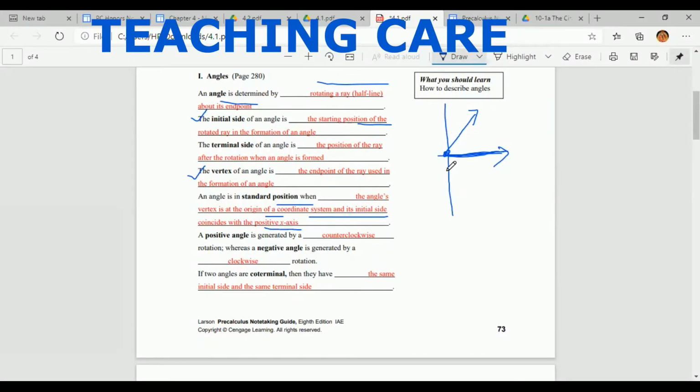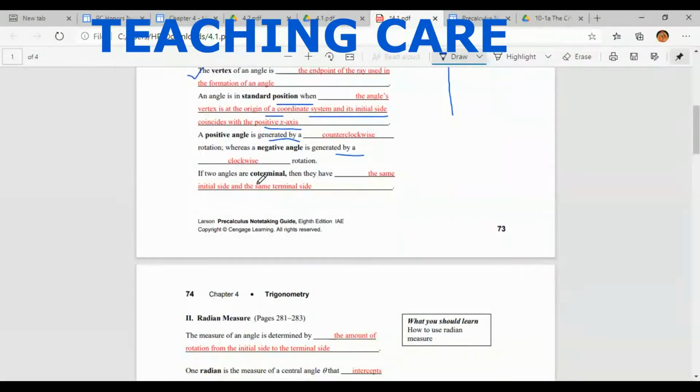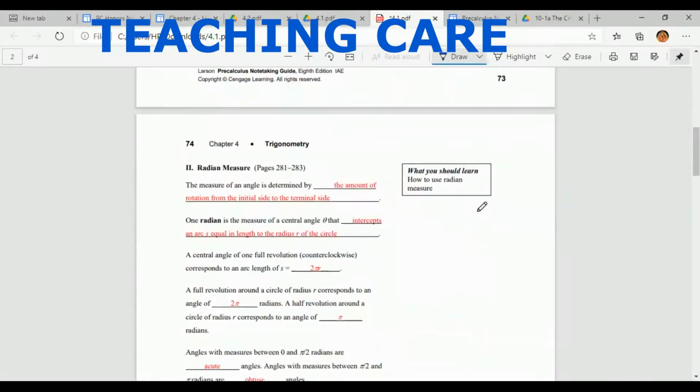Next, what is a positive angle? It's generated by a counterclockwise rotation, whereas a negative angle is generated by a clockwise rotation. Got it? Yes. Now, if two angles are coterminal, then they have the same initial side and the same terminal side. Okay? Yes. Now, see this.